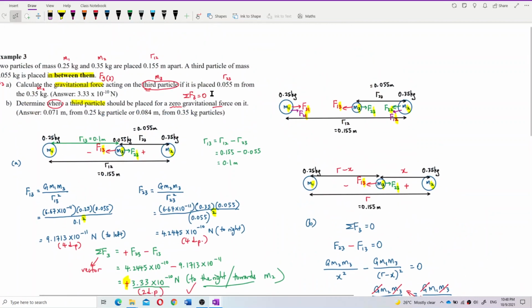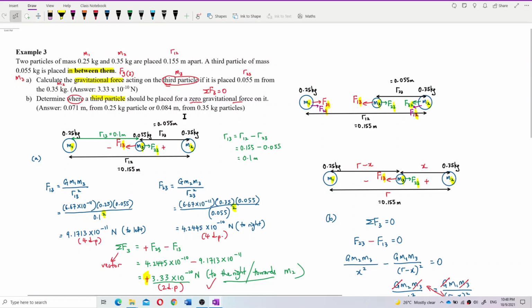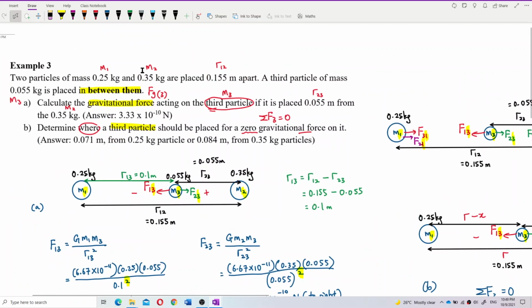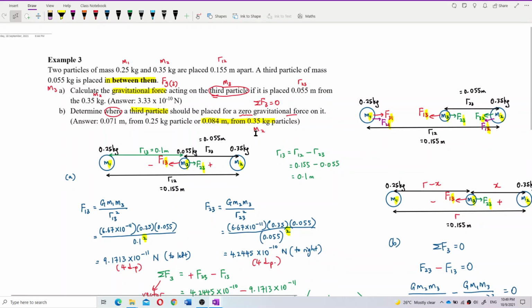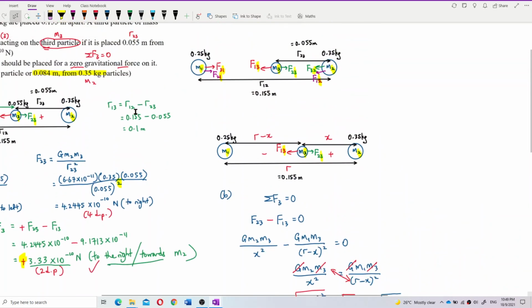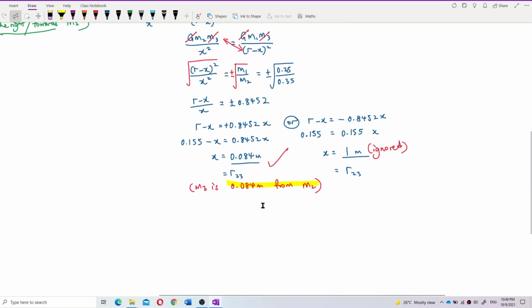So is it correct? Yes, it is 0.084 meter from mass 2. 0.35 is mass 2. So it is 0.084 from mass 2. That's correct.